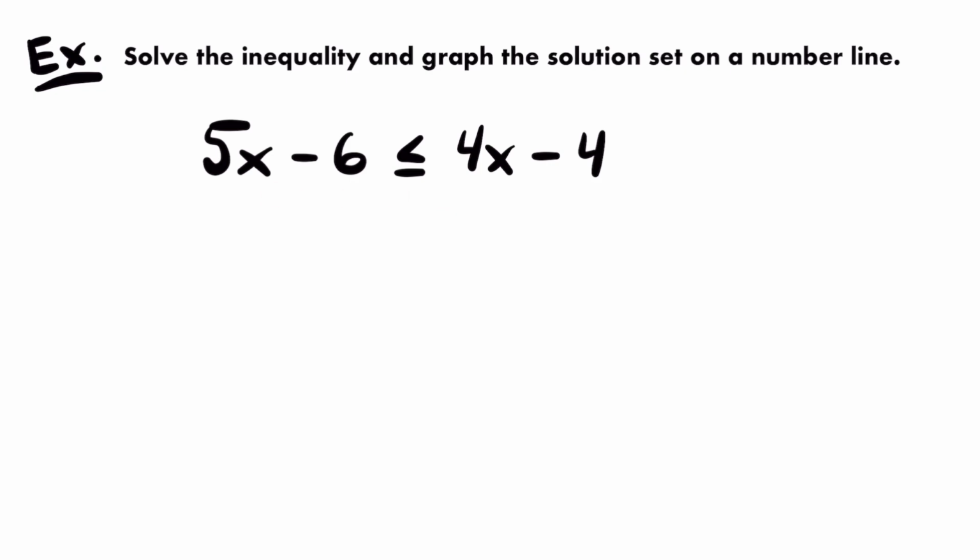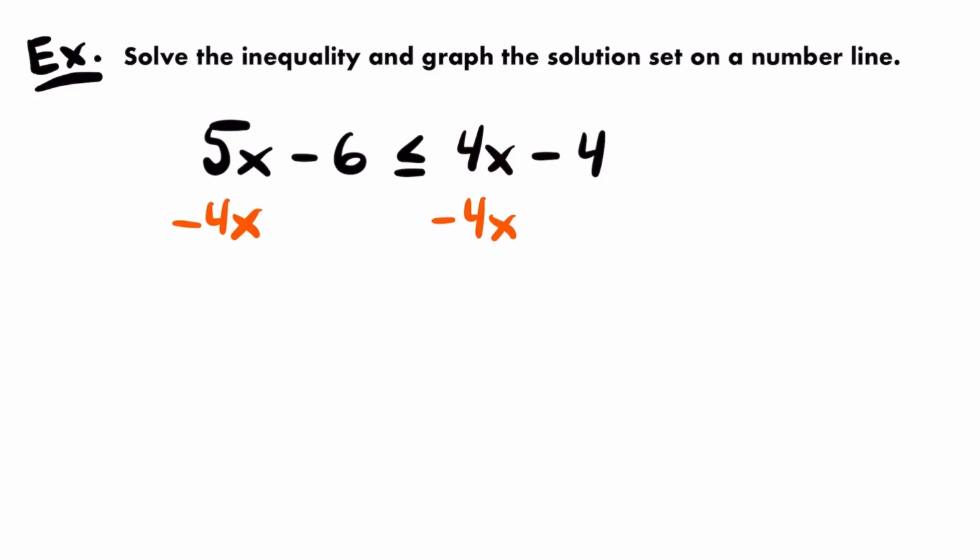All right, so the first thing I want to do here is remove one of these two variable terms so that I only have one. And for this inequality, I think it makes sense to remove 4x from this side of the inequality. What I mean by that is we want to add the opposite of that term to both sides, or in other words, subtract 4x from both sides of the inequality.